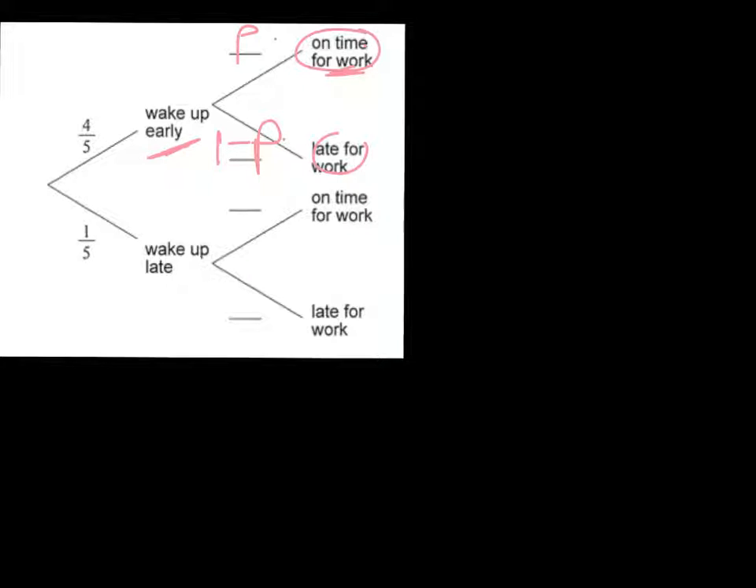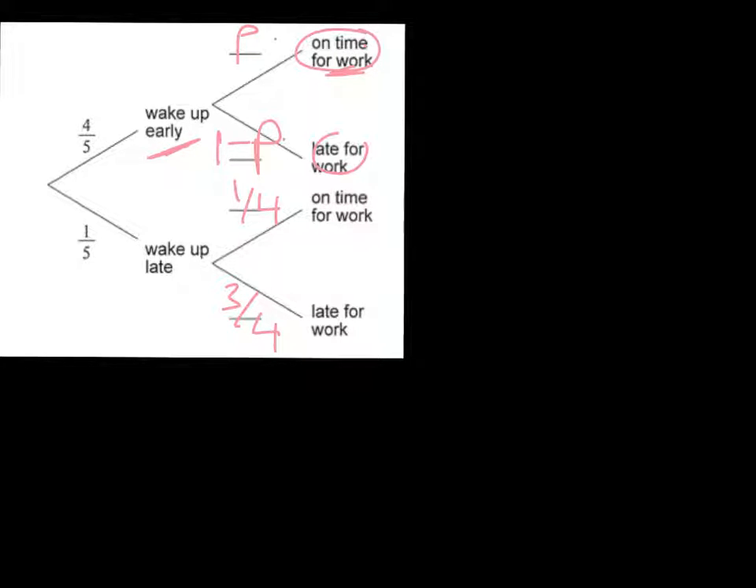And we're also told in the question that if he wakes up late, which I'm sure none of you have ever done, the probability that he's on time for work is going to be 1/4. So that's this one here. And again, we need to deduce that if the probability that he's on time for work is 1/4, the probability that he's late for work is 3/4. So that's going to give you your 2 marks for part A.